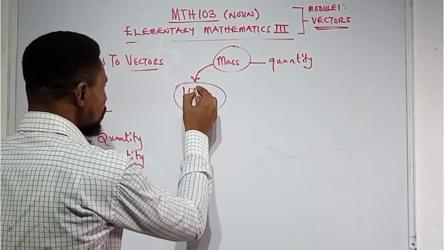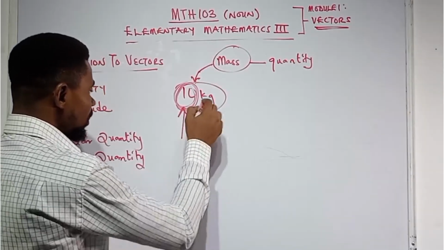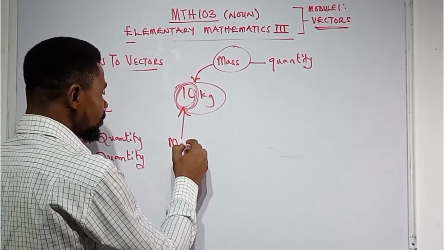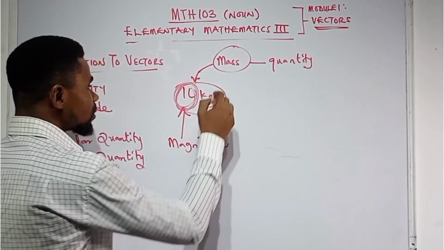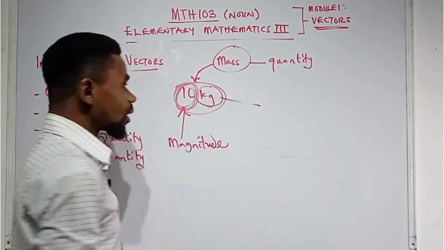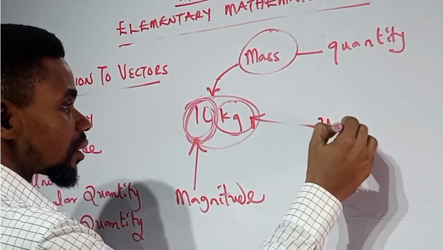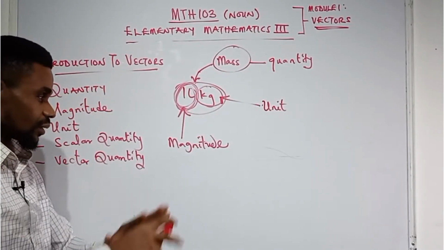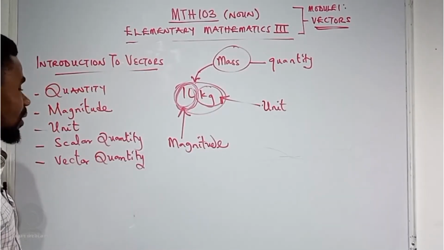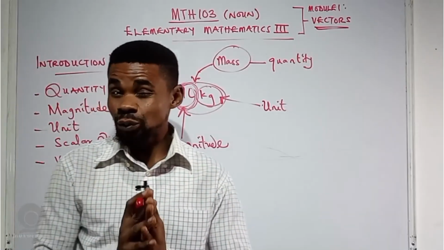All right. So the numerical value of the measurement is the magnitude, and this kilogram that I put after the measurement, the name given to the measurement, is what we call the units. So that is how it goes. It's the same everywhere. And then that takes us to the two types of quantities that we have.